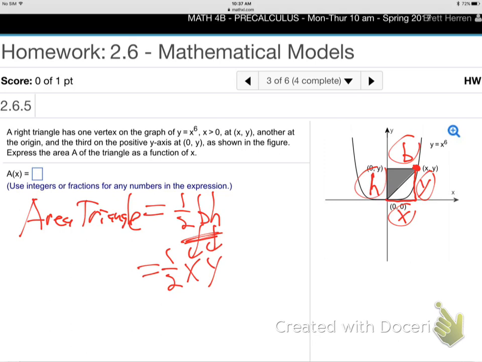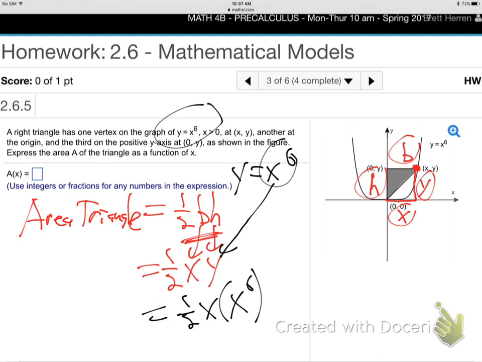And what's the last thing we always do? We don't leave Y. Remember, you always want to get it all in terms of X. You don't want two letters. How do you always get rid of the Y? Go back to the original equation. Y equals X to the 6th. Plug it in there for Y. One half X times X to the 6th. So that's a half X to the 7th. We're done. That's all they want. They don't want any graphing or anything more on that one. Just a half X to the 7th.